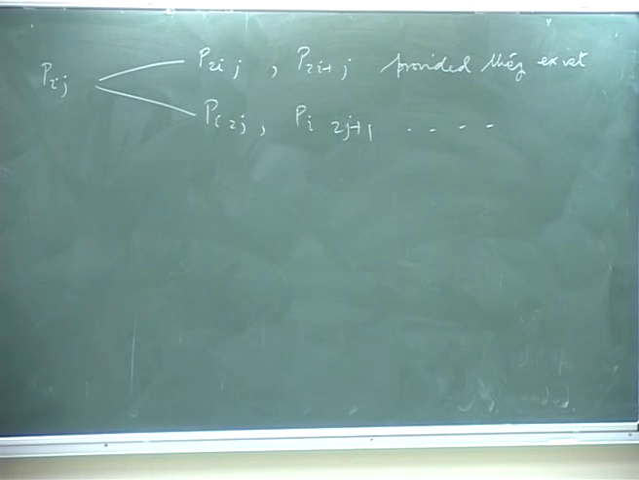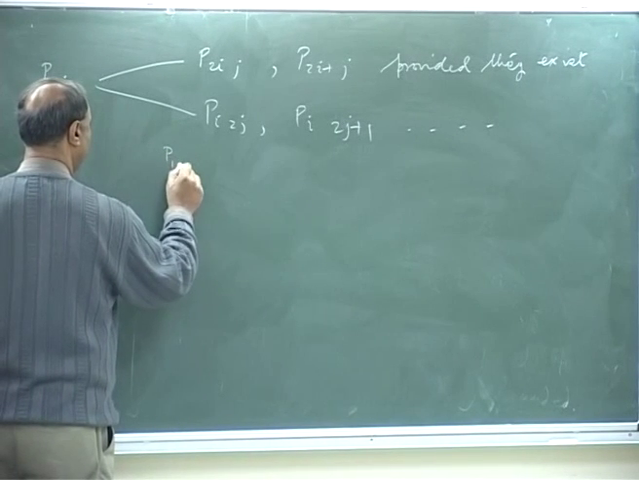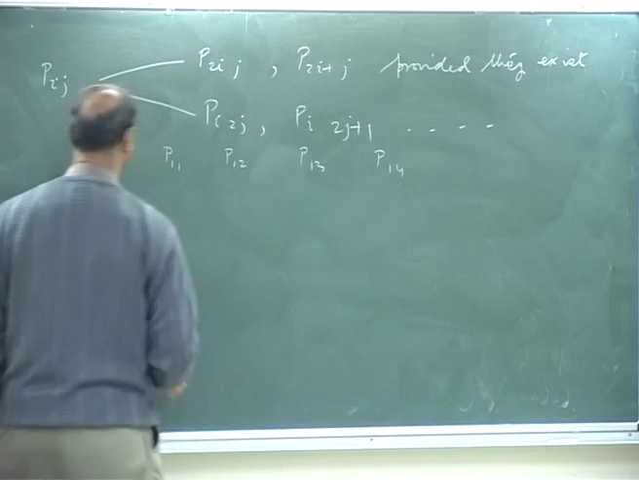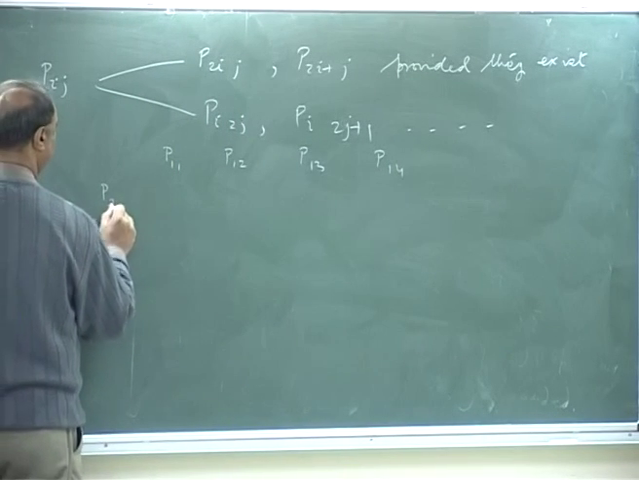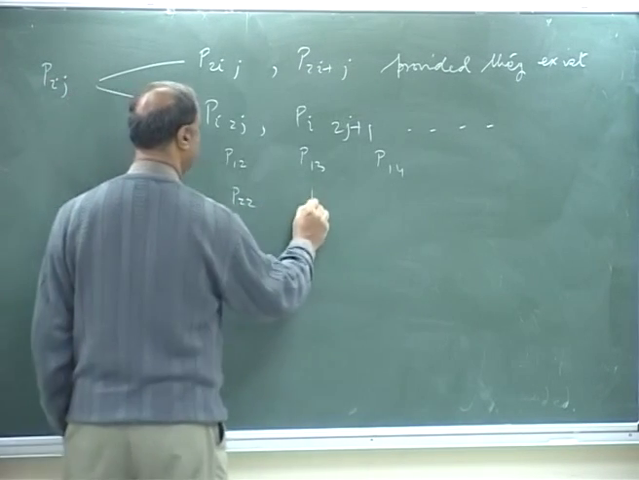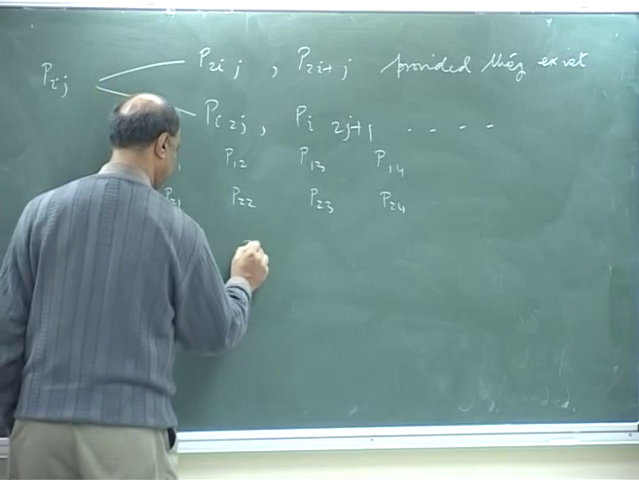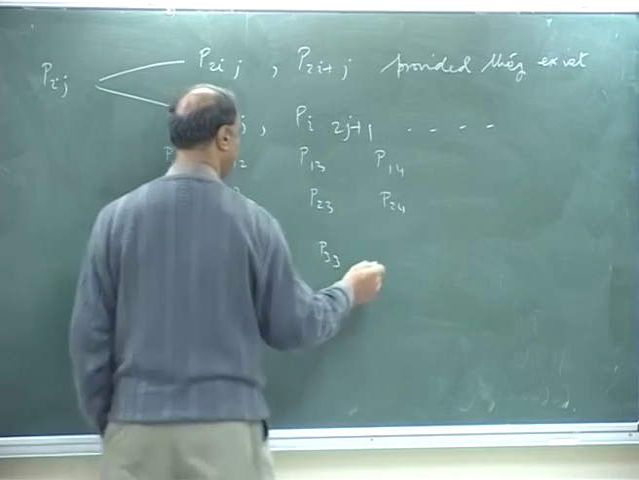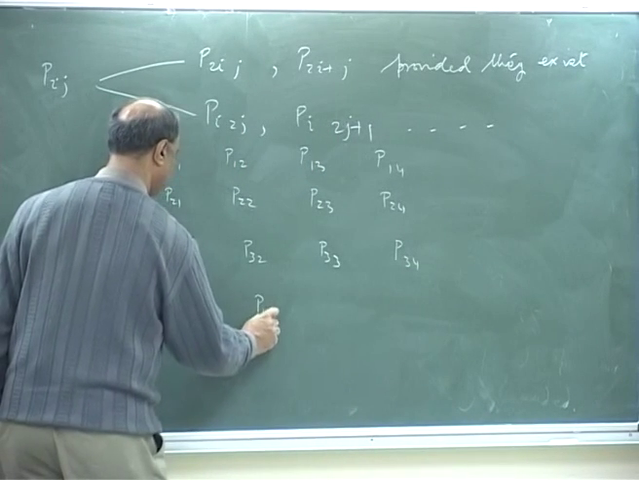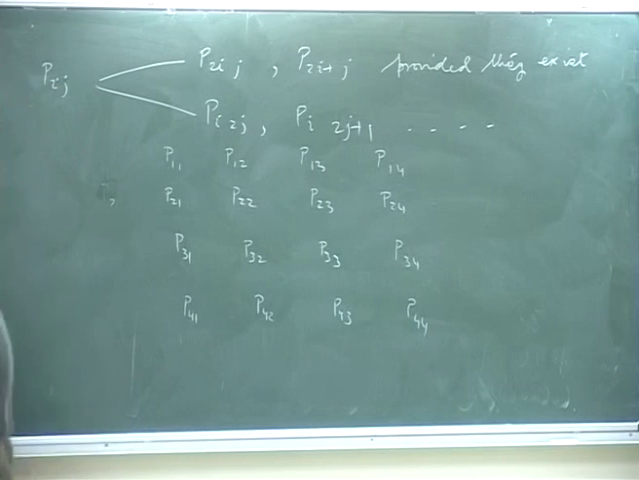Okay? That means, suppose you have P11, P12, P13, P14, P21, P22, P23, P24, P31, P32, P33, P34, P41, P42, P43, P44. These are the 16 processors you have.